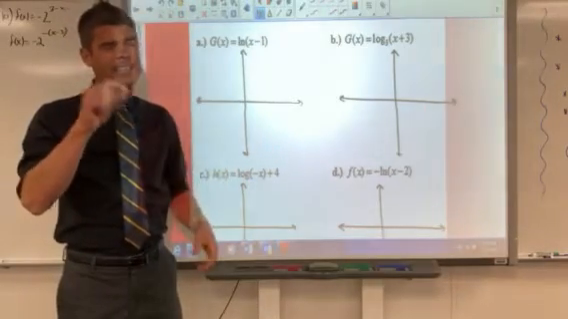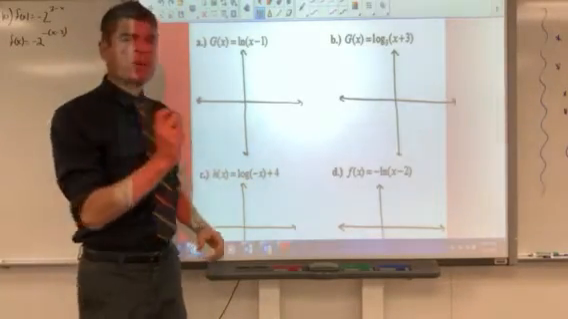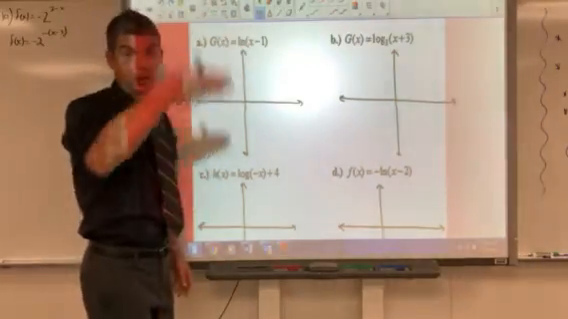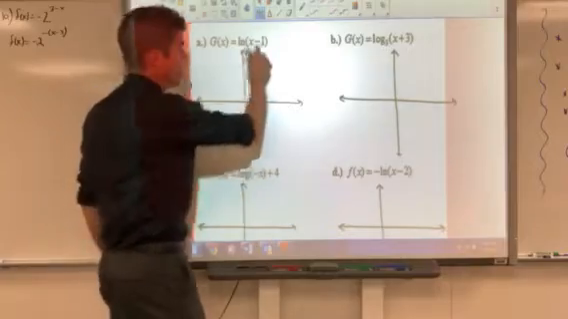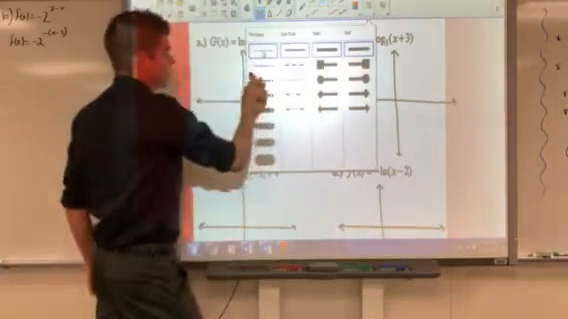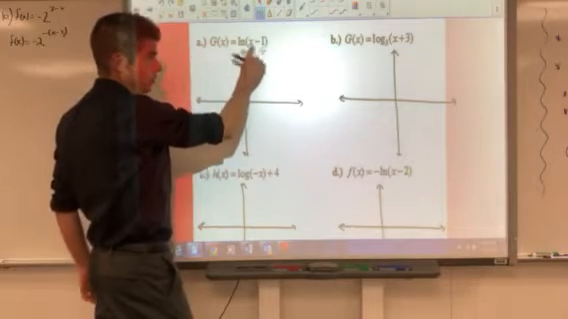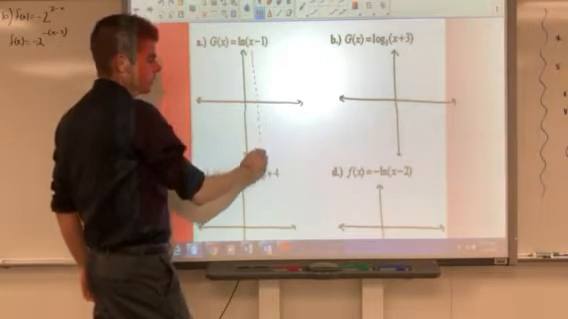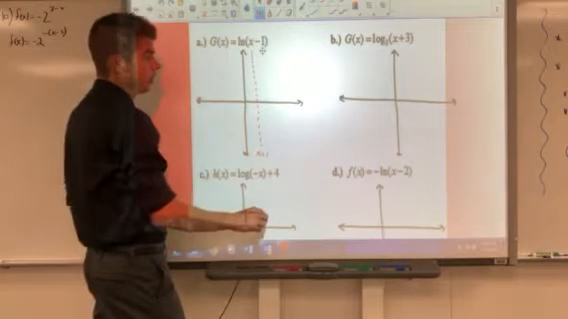And remember, I can't take the log of 0. So whenever this thing's equal to 0, that's going to determine where my vertical asymptote is. So 1 would be the vertical asymptote, which again corresponds to shifting things to the right 1 unit. So that's exactly where I would start. I'd start at x equals 1 as my vertical asymptote.